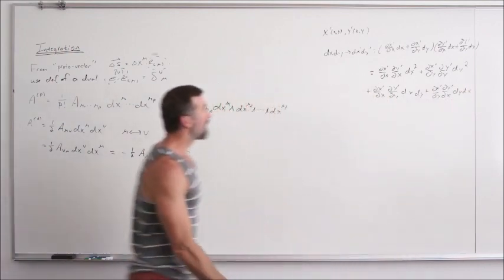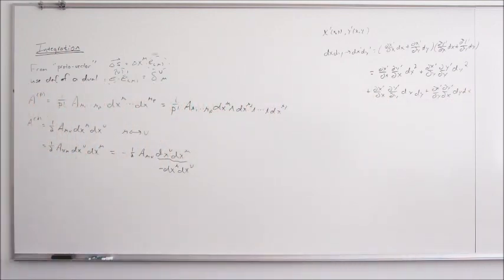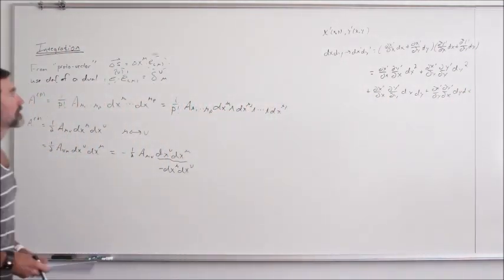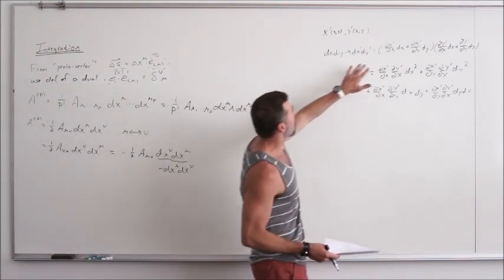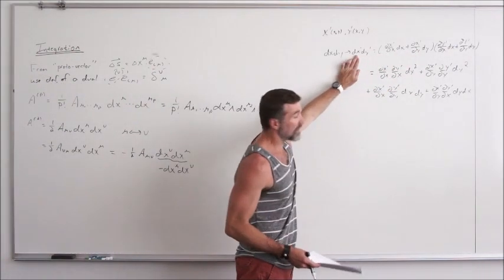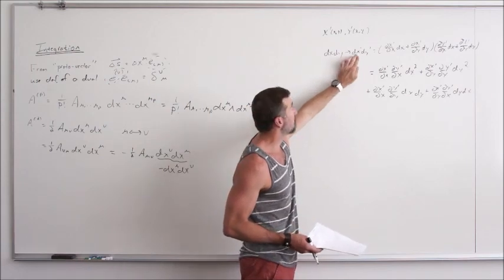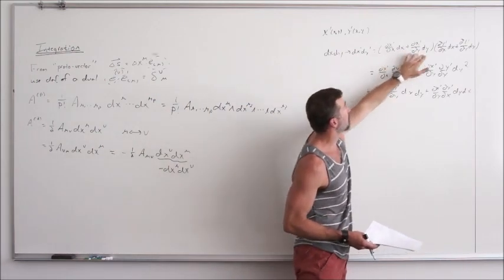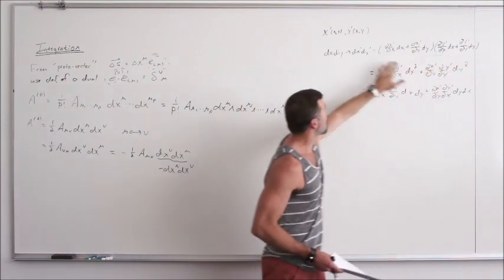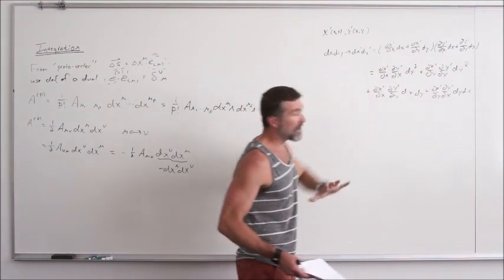Okay, so that's literally just multiplying out that expression, okay? But by the way, the thing in parentheses here is the expression for dx prime, okay? It's just expressing dx prime in terms of dx and dy. And then similarly, this is just an expression for dy prime. And then I just bang that out, okay?